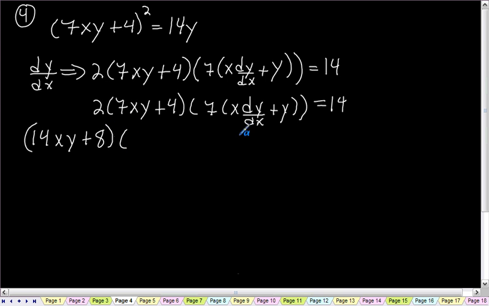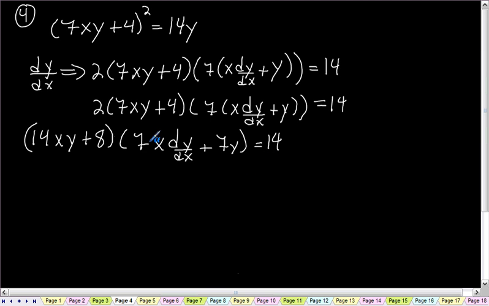This parentheses divided by 7: 7x dy dx plus 7y equals 14. We're getting rid of some of the parentheses. Now I've got to take this, distribute this way, and then take this and distribute it that way. It's going to be painful.